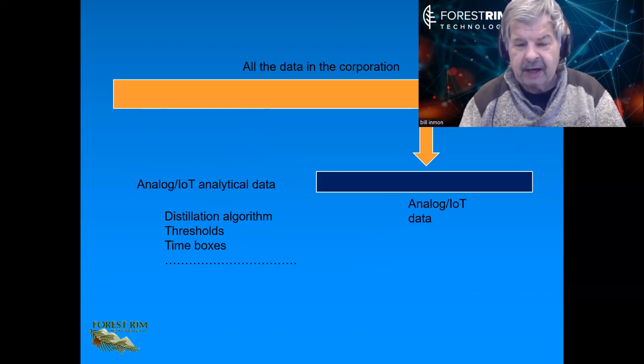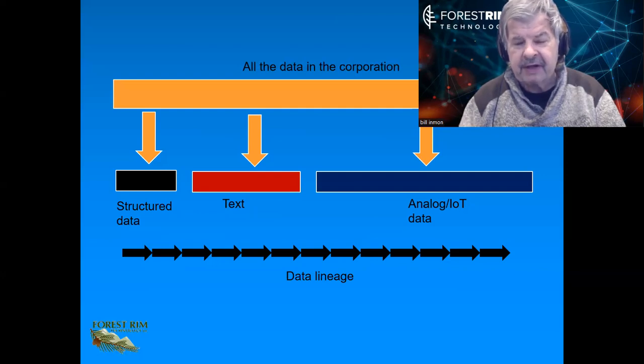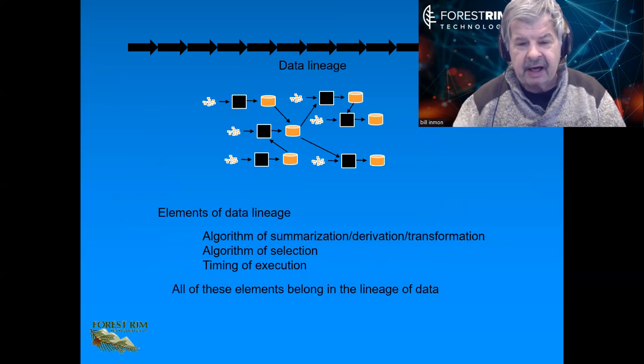And there's a whole wide variety of other things that we need to look at when we look at the analog IoT environment. Throughout all of this, there's another component that needs to be looked at, and that is data lineage. We need to know where data came from, where it goes, how it traverses through the organization. So these are the kinds of things that we need for our data lake to turn it into a data lakehouse. The elements of data lineage.